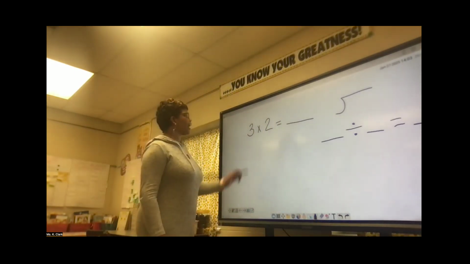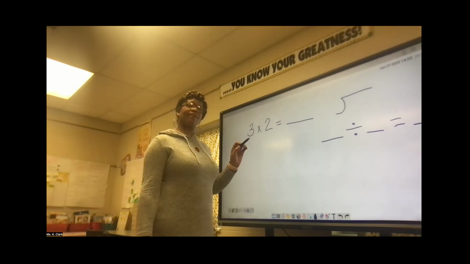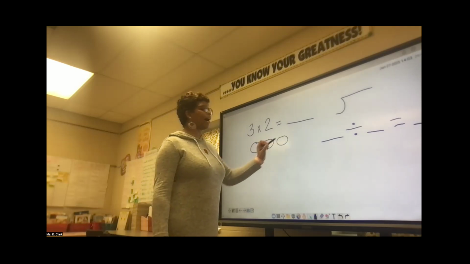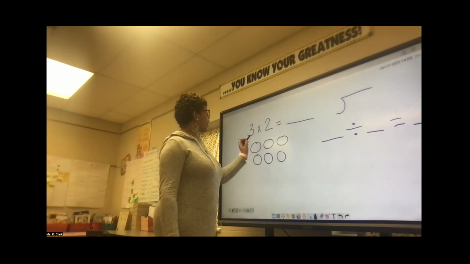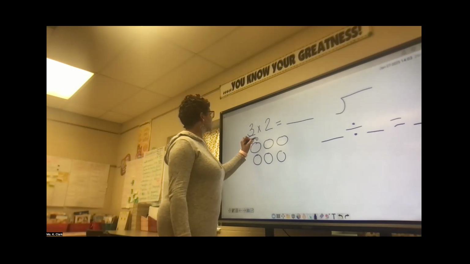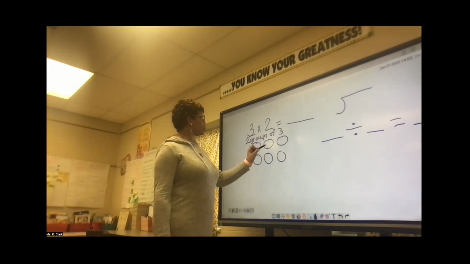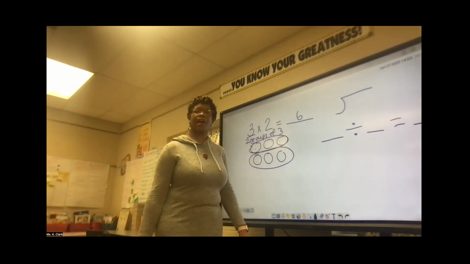So this problem right here, I have 3 times 2. How many am I going to have in each group? I'm going to have 3. How many times? 2 times. So I have 3 in 2 groups. So I have 2 groups of 3. Now I can count these 1, 2, 3, 4, 5, 6, or I can count 3, 6, depending on how fluent I am with my multiplication.